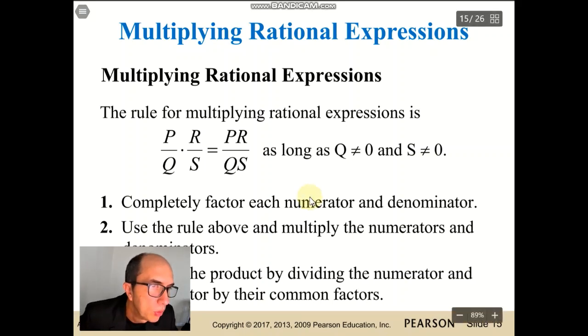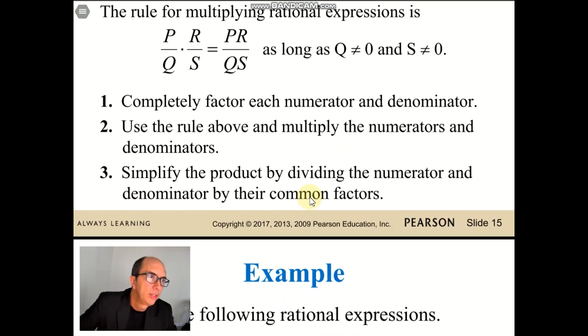Step by step: first, completely factor each numerator and denominator. Second step, use the rule above and multiply the numerators and denominators. And third step, simplify the product by dividing the numerator and denominator by their common factor.